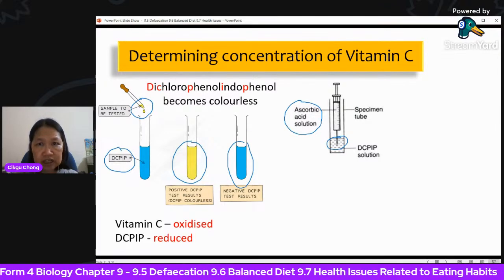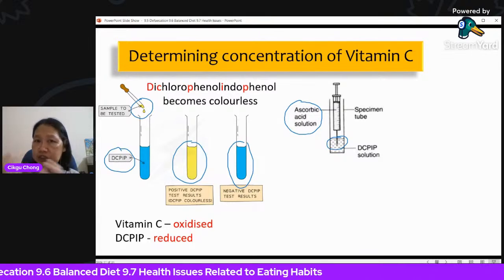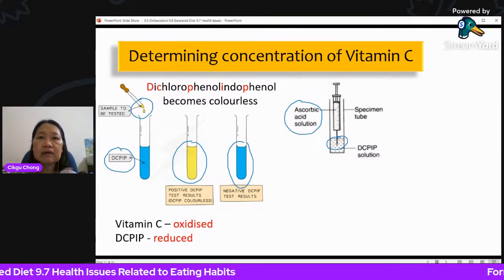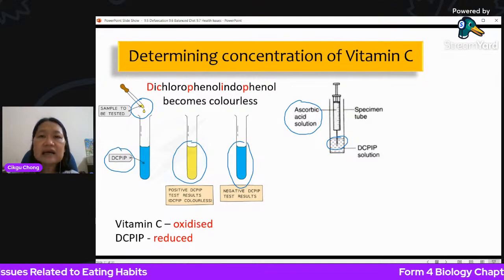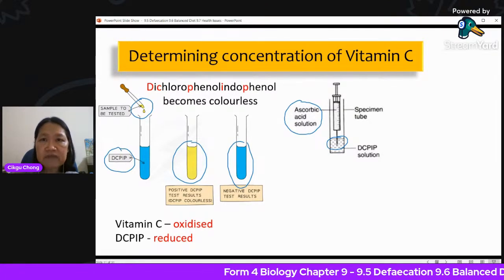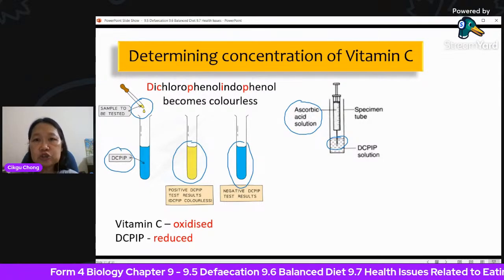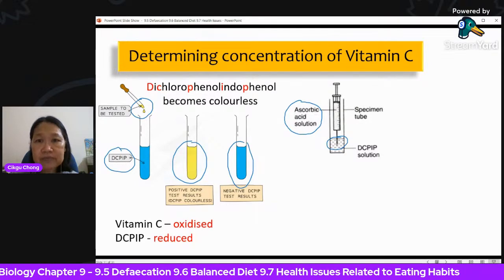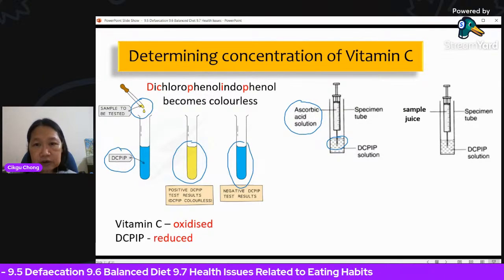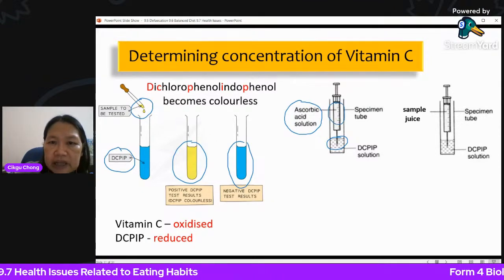If it's still changing color, don't add in some more. Make sure you stir, put in a little bit, stir it, and make sure the color becomes constant. No more changes, then you can add some more. So we have to be very careful. You cannot be pressing everything together. You would have missed the end point. Okay, so now after you do this, you get how much is remaining in your specimen tube.